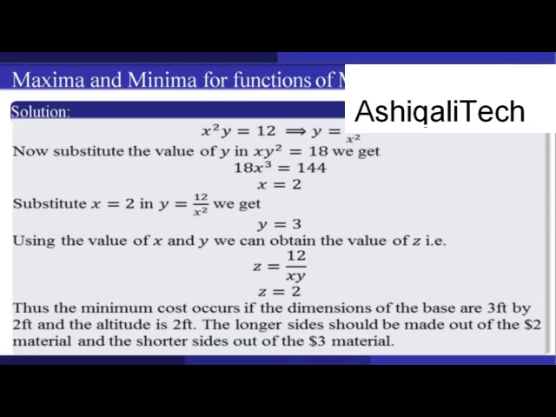Now using the value of x and y, we can obtain the value of the third variable z. That is z is given by 12 divided by xy. Now since x is 2 and y is 3, therefore we get z is equal to 2. Dear students, thus the minimum cost occurs if the dimensions of the base are 3 feet by 2 feet and the altitude is 2 feet. The longer sides should be made of the $2 material and the shorter sides of the $3 material to keep the cost minimum. Now we look at another example.